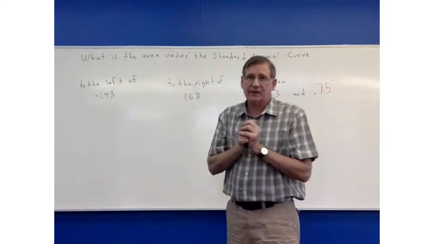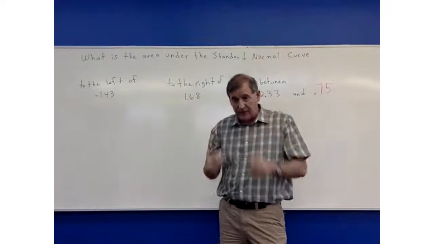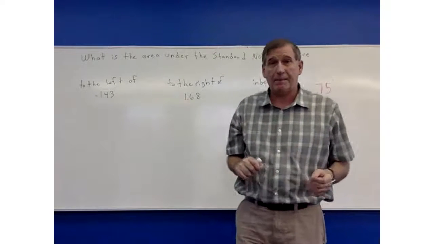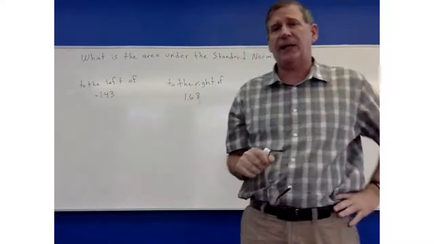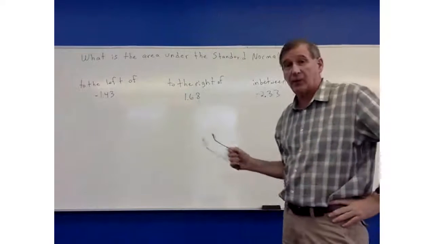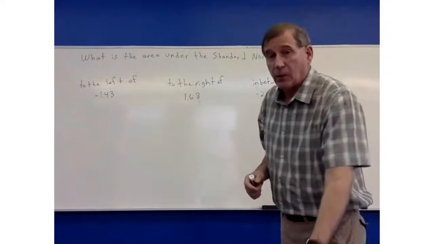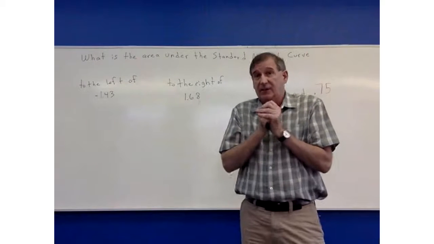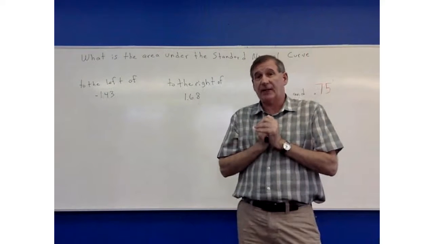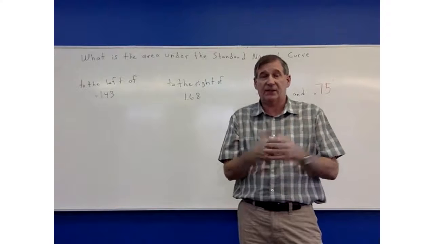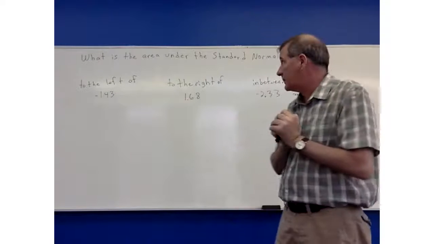Hopefully you've read the lesson or watched the lesson on reading the z-table. If not, please go back and do that. You'll need that information to be able to follow what I'm doing right here. What we're going to do today is use the z-table to find some areas, some probabilities. They're interchangeable, areas and probabilities.